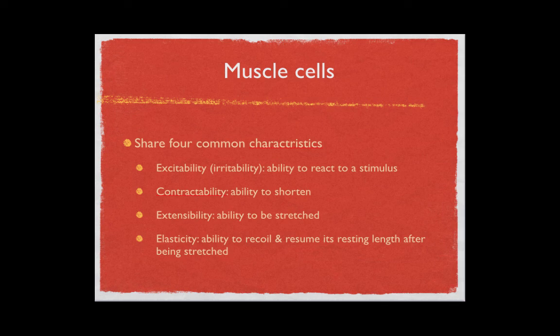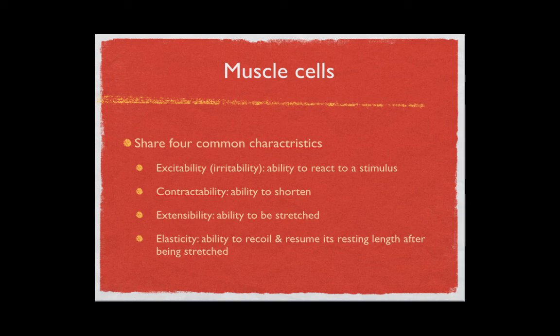All muscle cells have four common characteristics. They all have excitability, also known as irritability. This just means that they have the ability to react to a stimulus. This is going to be generally a stimulus from your nervous system, telling your muscle to contract. The muscles all have contractibility, meaning that they can shorten. And this is how they cause movement in your body.